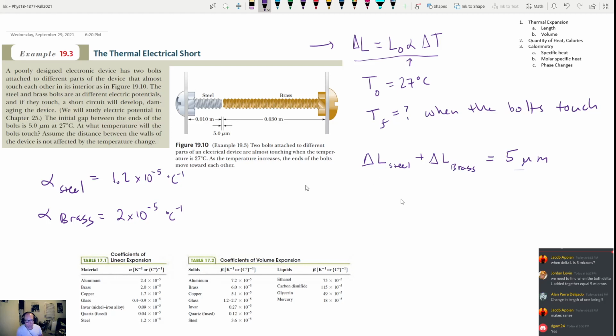So delta L steel would be the initial length of the steel multiplied by alpha for steel, the coefficient of expansion, multiplied by delta T, and I'm just going to write this as T final minus T initial, plus delta L brass will be the initial length of the brass times alpha brass multiplied by the same temperature change. I guess what you could do here, actually, if you really wanted to, is you could just solve for delta T. But we'll do it this way.